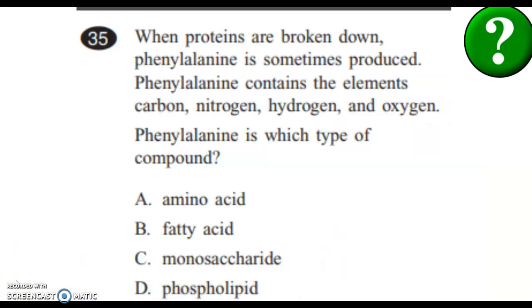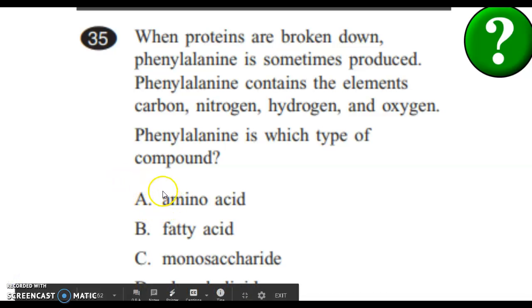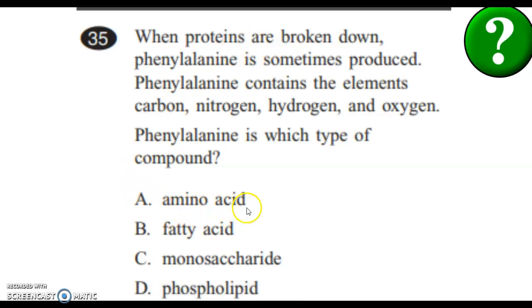Here's a question for you. When proteins are broken down, phenylalanine is sometimes produced. Phenylalanine contains the elements carbon, nitrogen, hydrogen, and oxygen. Phenylalanine is which type of compound? An amino acid, a fatty acid, a monosaccharide, or a phospholipid? The answer is A. And we're talking about proteins, and monomers of proteins are amino acids, and it's got the elements carbon, nitrogen, hydrogen, and oxygen. Proteins are the only molecule that we have talked about so far that contain nitrogen.